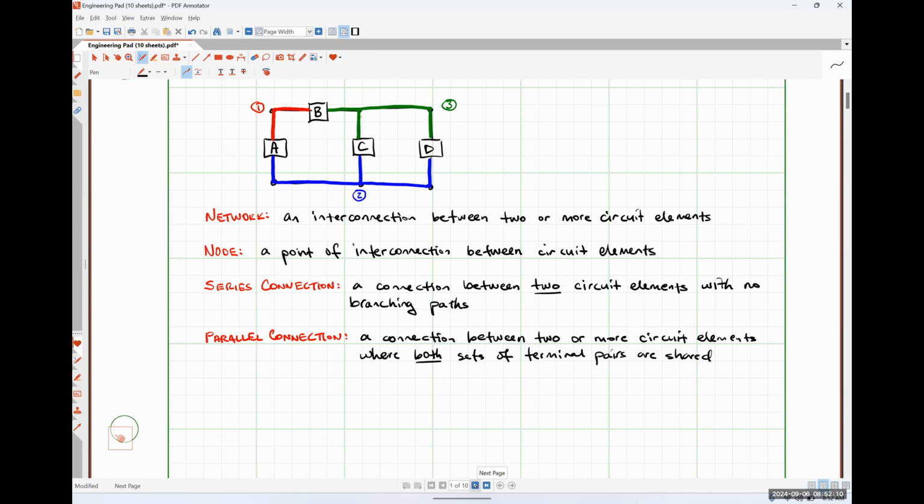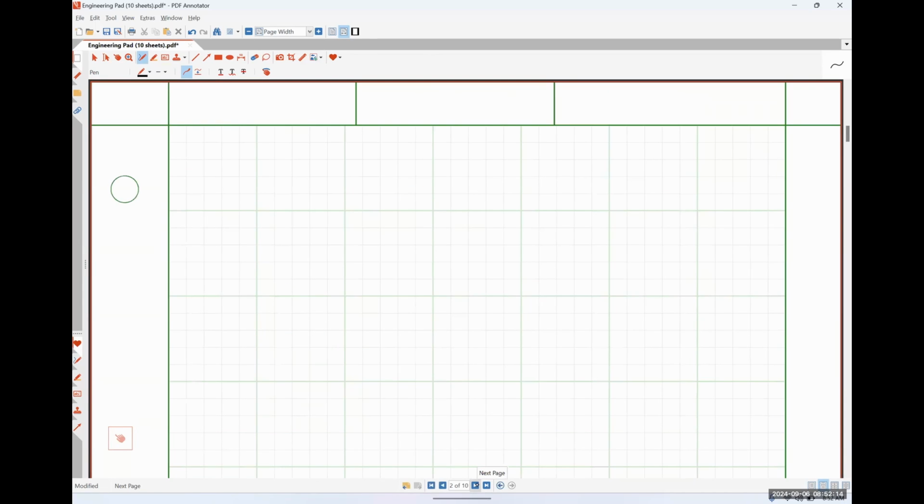So I'm going to pop over to another page so I can revisit this thing in a moment. I'm going to draw a network, and it's going to be a little bit larger and a little bit grosser than the one that we just had.